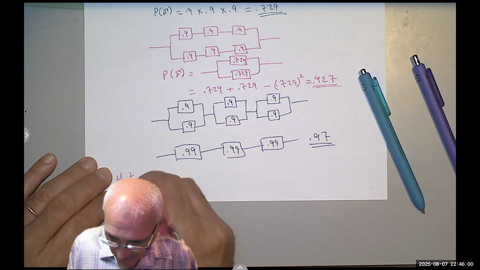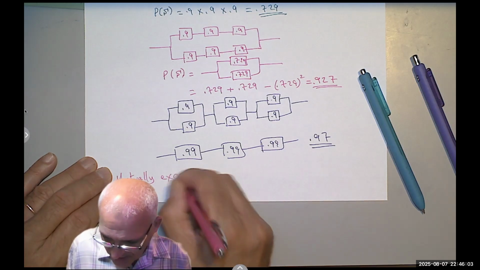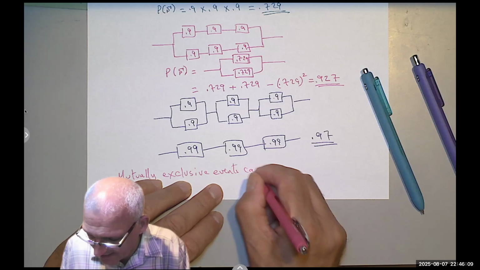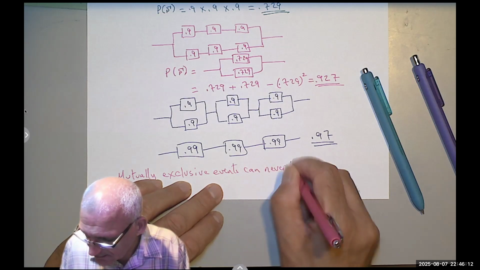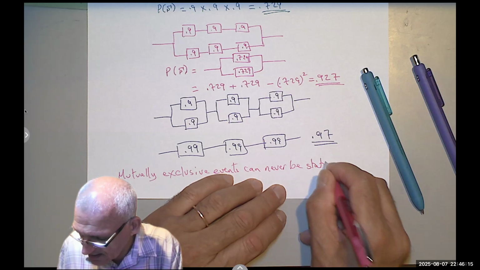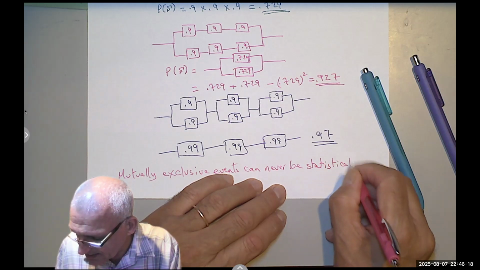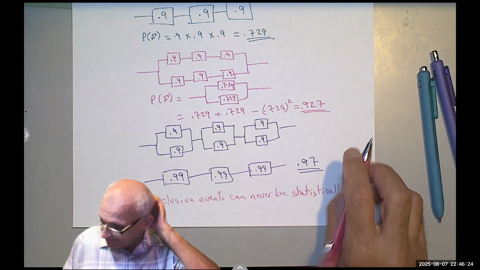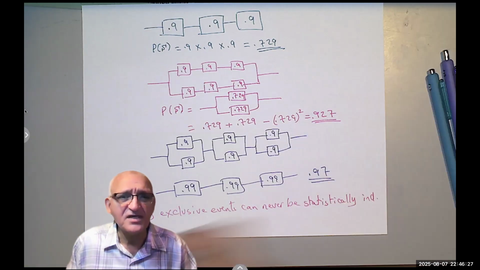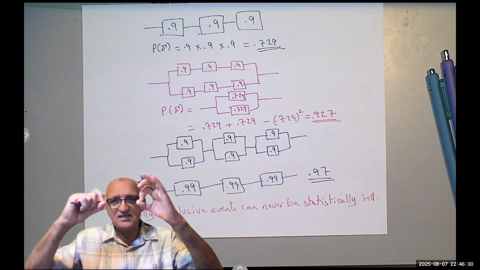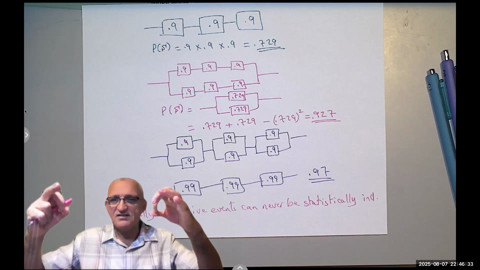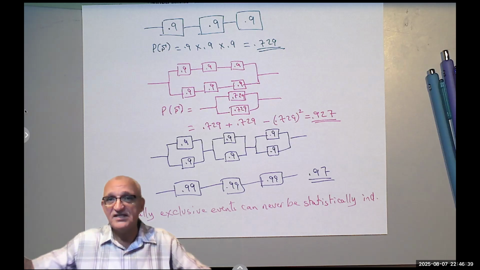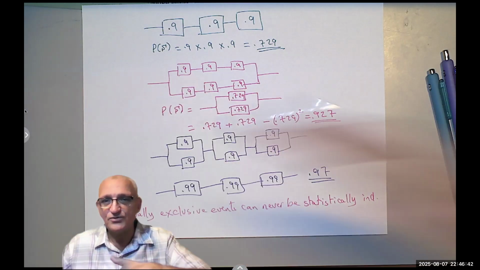mutually exclusive events can never be statistically independent. Think about it and see why. Okay? And you should see it because we did something like that. Remember when we had two events and we said the probability of A is 20% and this is 30%. If I tell you B occurred, what is the probability of A? It becomes zero. If it didn't occur, then it becomes whatever, 0.2 over 0.7.